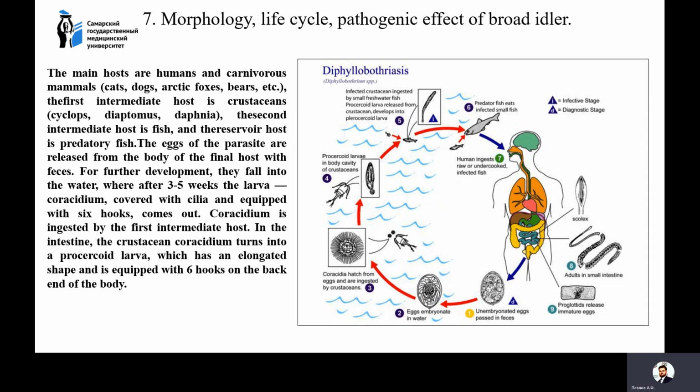In the intestine of the crustacean, the coracidium turns into a procercoid larva, which has an elongated shape and is equipped with 6 hooks on the back end of the body.